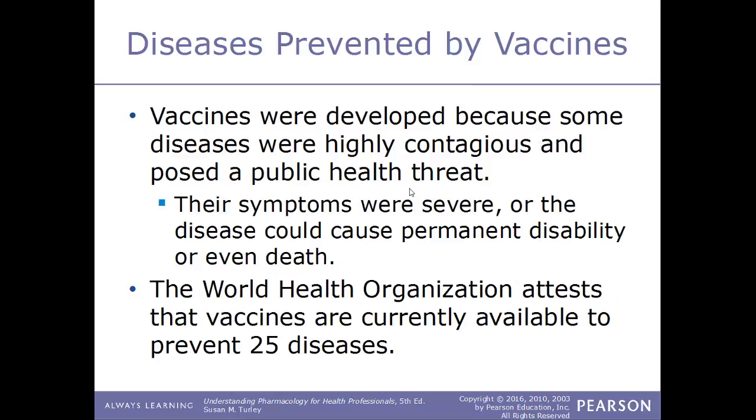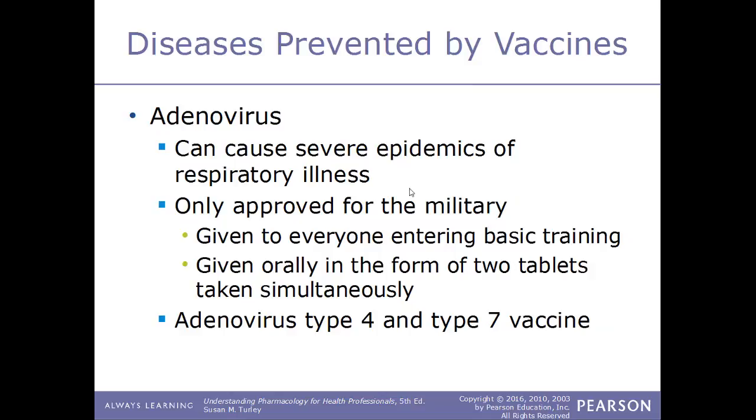Now, vaccines were developed because some diseases were highly contagious and posed a public health threat. Their symptoms were severe, or the disease could cause a permanent disability or even death. The World Health Organization attests that vaccines are currently available to prevent 25 diseases, and we'll go over some of those next. One example, adenovirus.